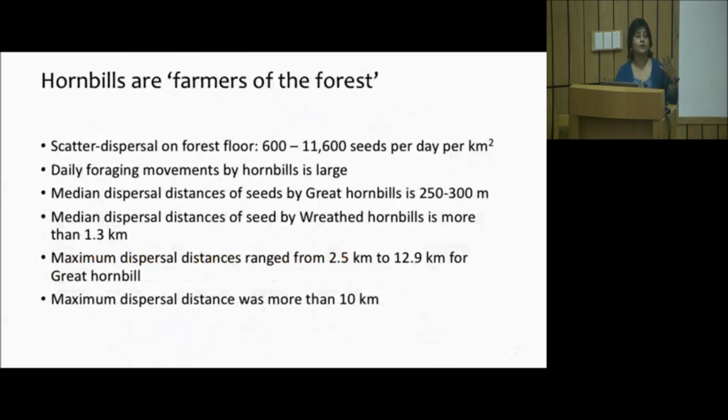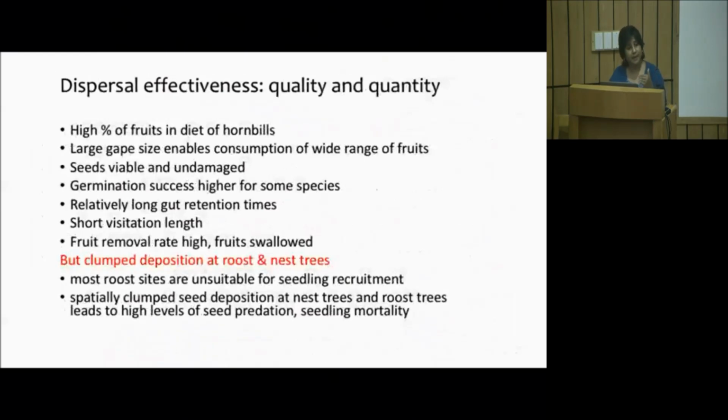But hornbills are indeed farmers of the forest, because they scatter disperse seeds, to a large extent when they're foraging during the daytime. They move large distances, and the distances of seeds moved by both the larger species is quite high. And so this study has basically looked at the whole gamut of aspects of establishing the effectiveness, to understand the role of hornbills as seed dispersers.